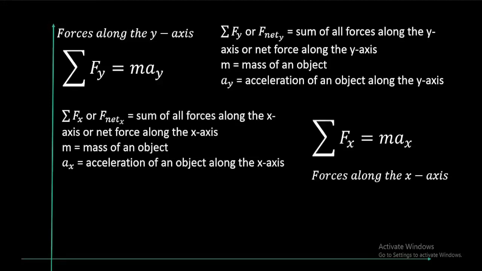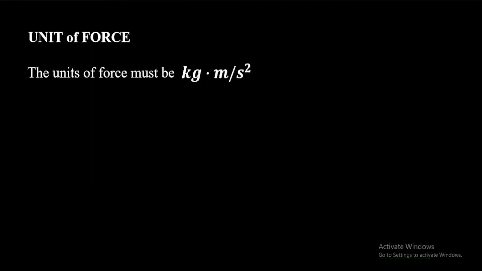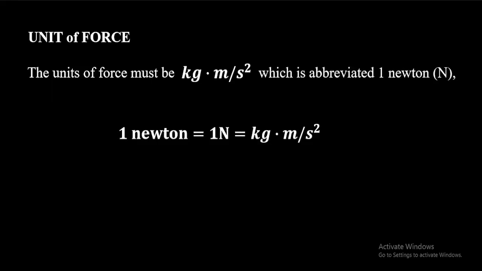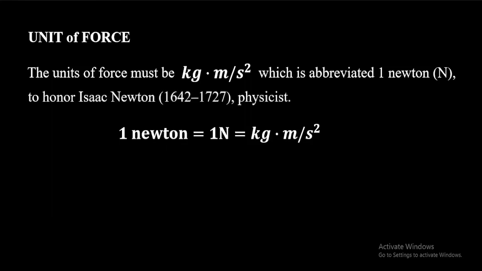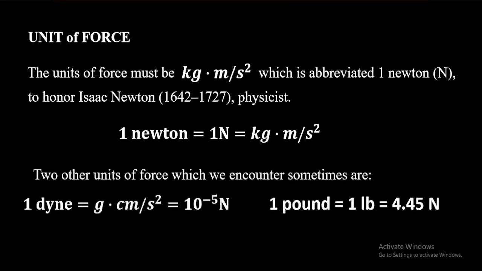We have this for the x, y, z axis. Unit of force: the unit of force must be kilogram times meter per second squared, which is called the Newton. So 1 Newton is the amount of force needed to accelerate 1 kilogram of mass by 1 meter per second squared. This is done to honor Sir Isaac Newton, who lived from 1642 to 1727, a great physicist. Two other units of force which we encounter sometimes are the dyne and the pound.